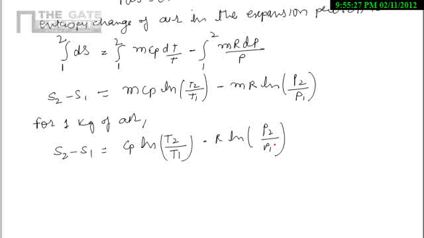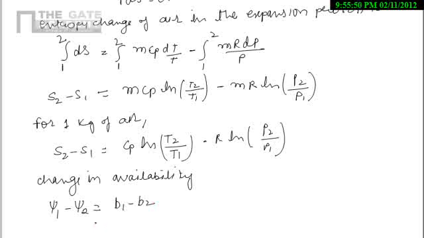Now we have the change in availability formula. Change in availability, psi1 minus psi2, equals B1 minus B2, that is H1 minus T0 S1 minus H2 minus T0 S2. B is nothing but the Keenan function, which we have already discussed in theory.